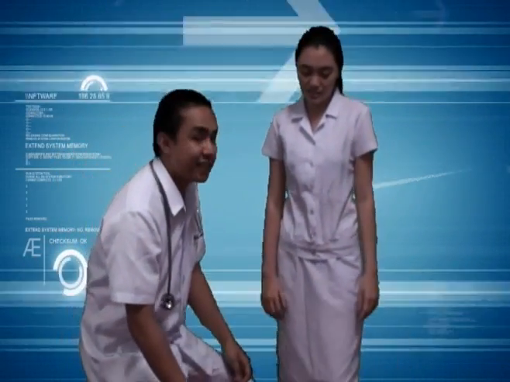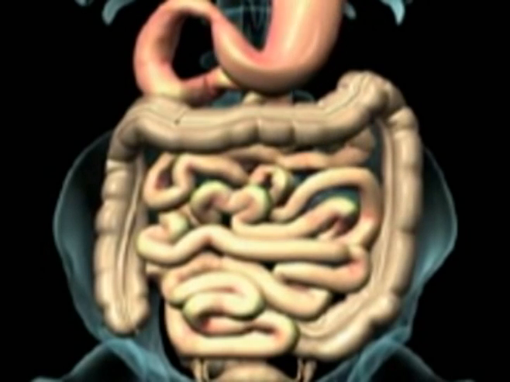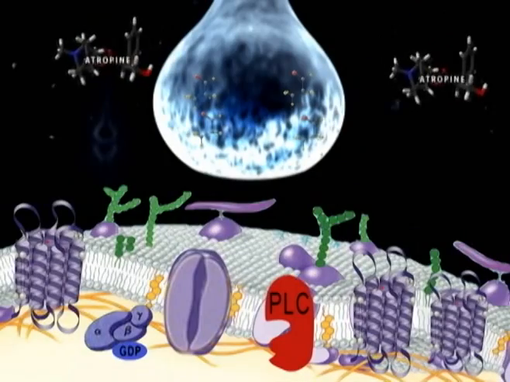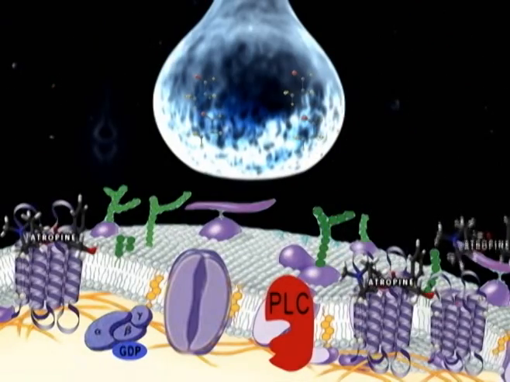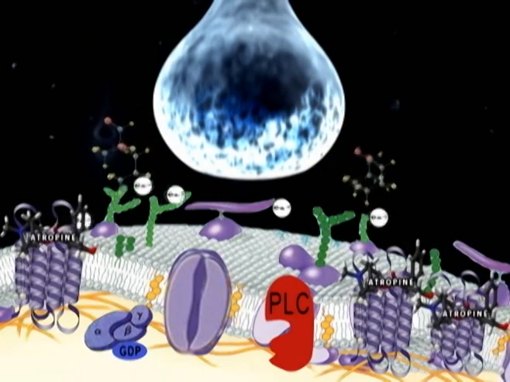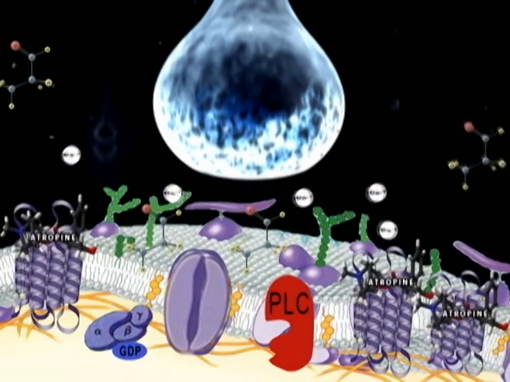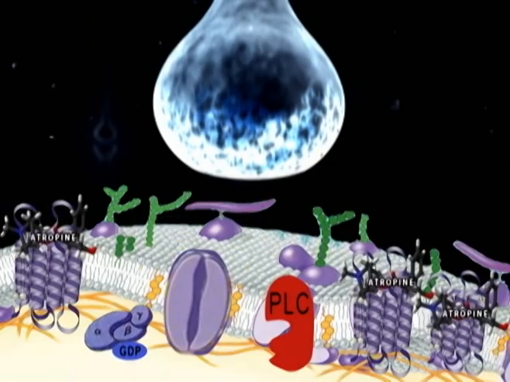This patient is experiencing intestinal colic. Let's see how atropine works. During intestinal spasms, drugs containing atropine may be taken in order to relieve contractions. Atropine, a muscarinic blocker, binds with the M3 receptor, which then inhibits the activation of phospholipase C, thus preventing the formation of diacylglycerol and inositol triphosphate.